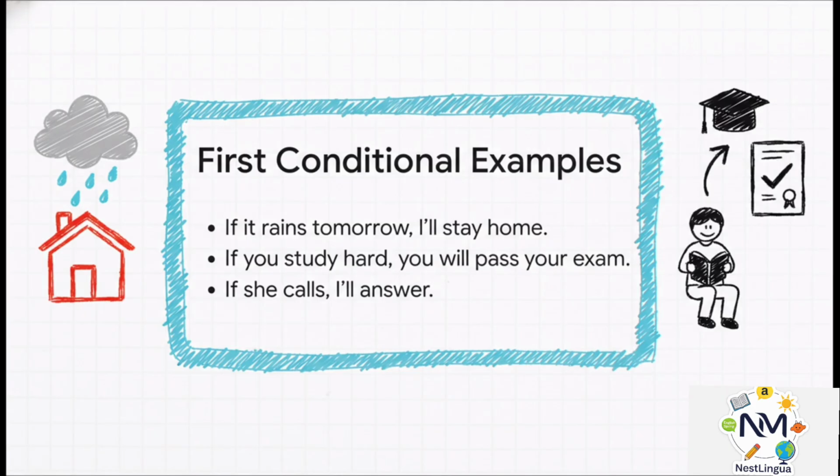Check these out. If it rains tomorrow, I'll stay home. Is it possible it's going to rain? Yep. If you study hard, you will pass your exam. Is that a real possibility? Absolutely. These are just realistic situations we think and plan for. So here's the key difference. Zero is for facts, and first is for real future possibilities.